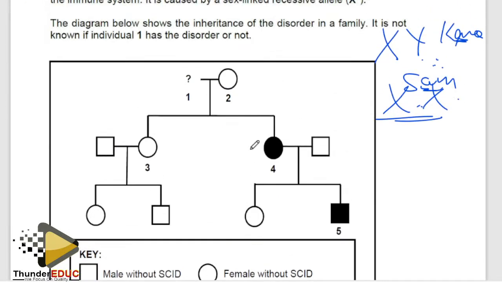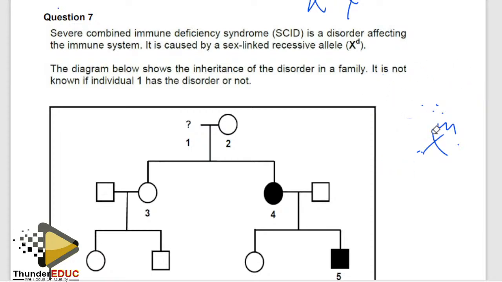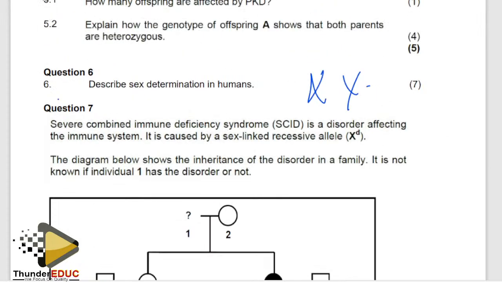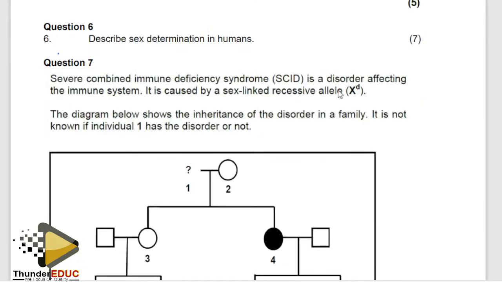Number 2, let's do one example on a sex linked recessive allele, one example of a sex linked dominant allele, and one example of non-sex linked. The first one, identify whether it's sex linked or non-sex linked. Okay, now we have identified here that it is sex linked.